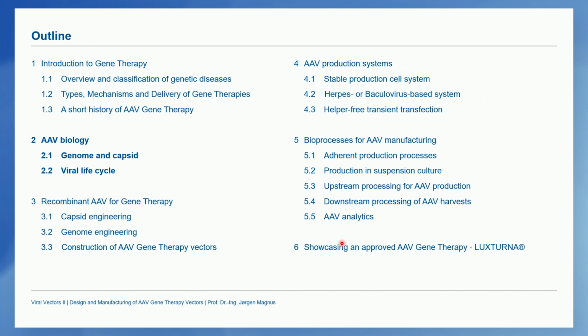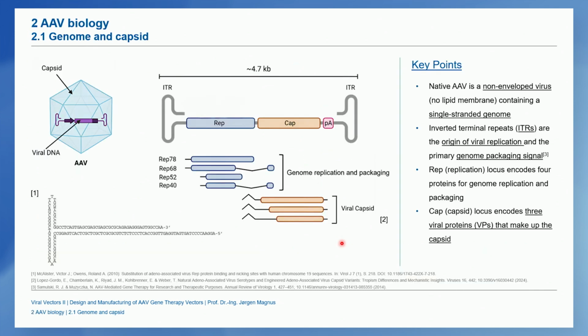So moving on to the AAV biology, and this will be just a short introduction. We have the AAV genome, which is limited to 4.7 kilobases. It's a single-stranded DNA molecule. So between the two ITR sequences, there's a maximum of 4.7 kilobases. In the wild type, these are the rep and the cap genes, and then these inverted terminal repeats that you see here on both sides.